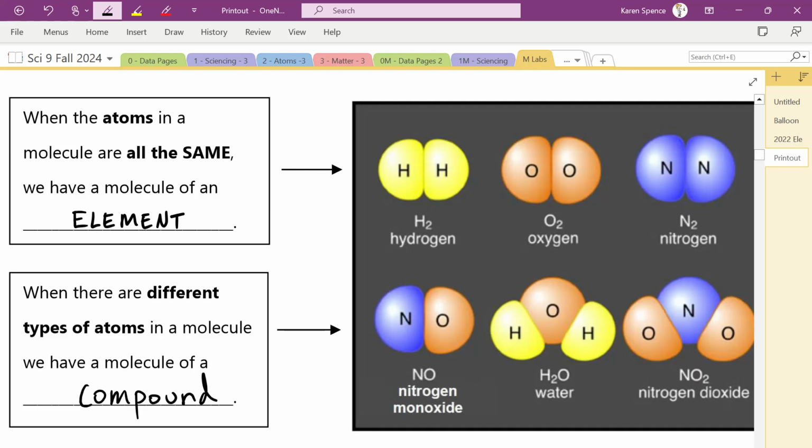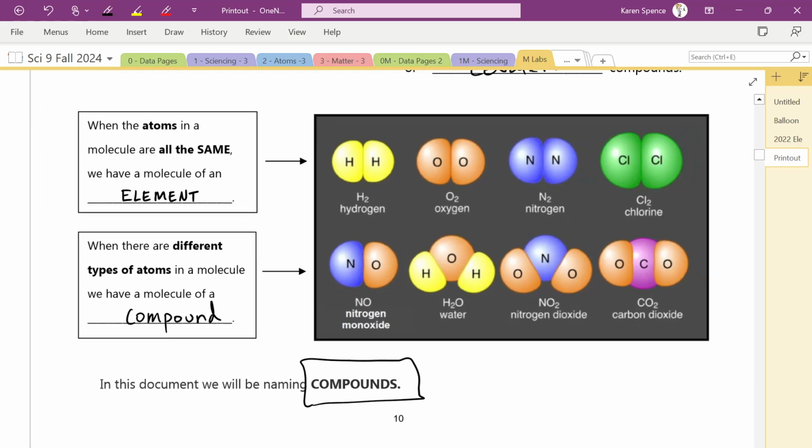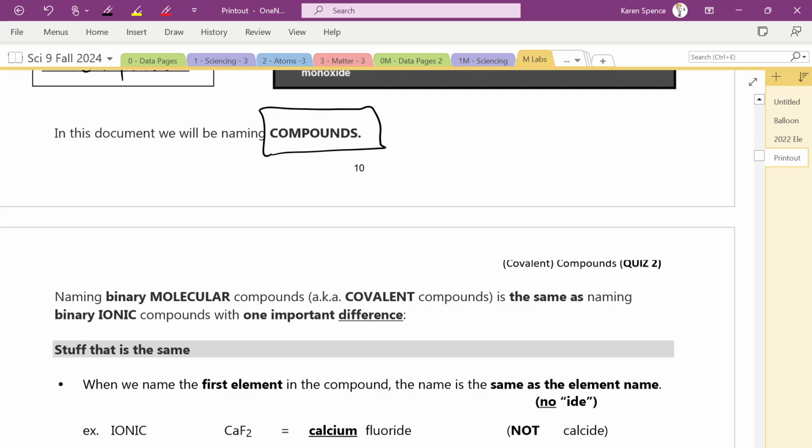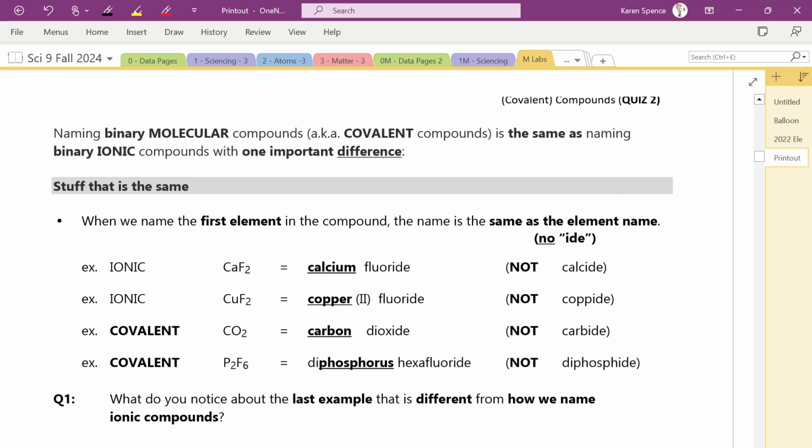So that was just a little review of stuff for Monday's test. In this document, we're going to be dealing with compounds. It's very, very similar to naming ionic compounds. Ionic compounds, the first word is just the name. The second word, the ending changes to "ide." That is the same when we're naming covalent compounds. So we just name the first one and we change the ending to "ide."